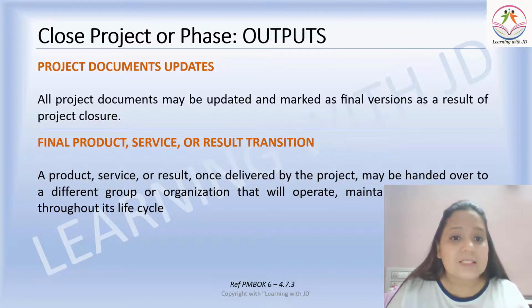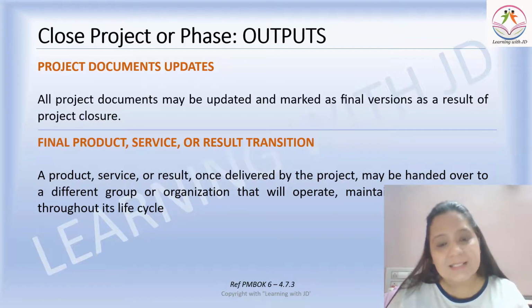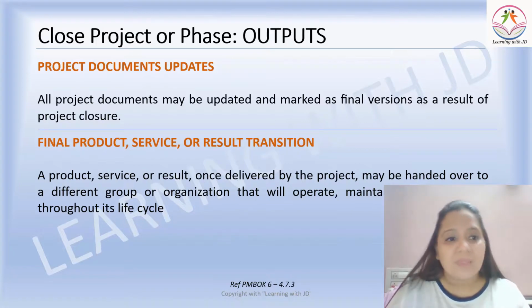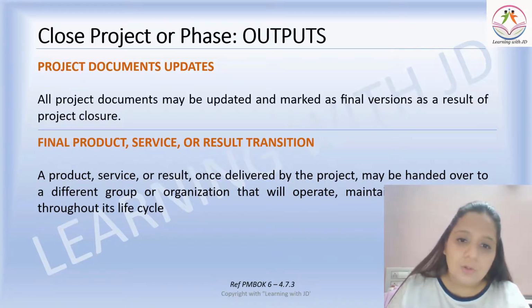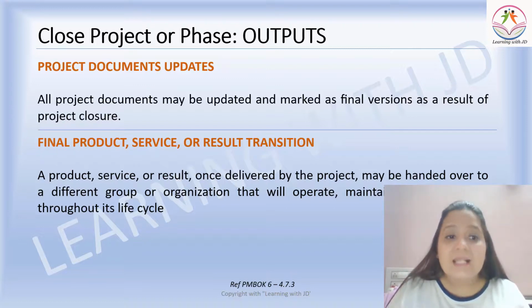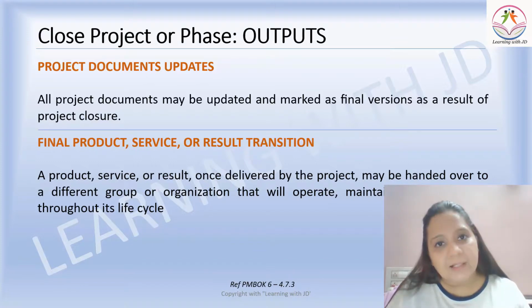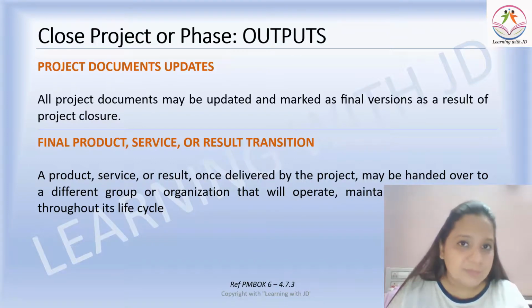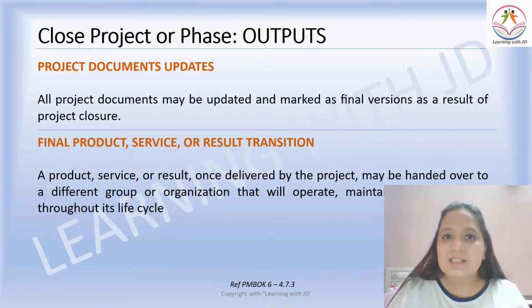And the final product, service or result is transitioned from the project to the operational team. A product, service, or result once delivered by the project may be handed over to a different group or organization that will operate, maintain, and support it throughout its life cycle. Now, that's the entire product, service or result that you created as a part of your project. You will never keep it with you. You will hand it over to the organization or to a different group for its further maintenance and support for the entire life cycle.